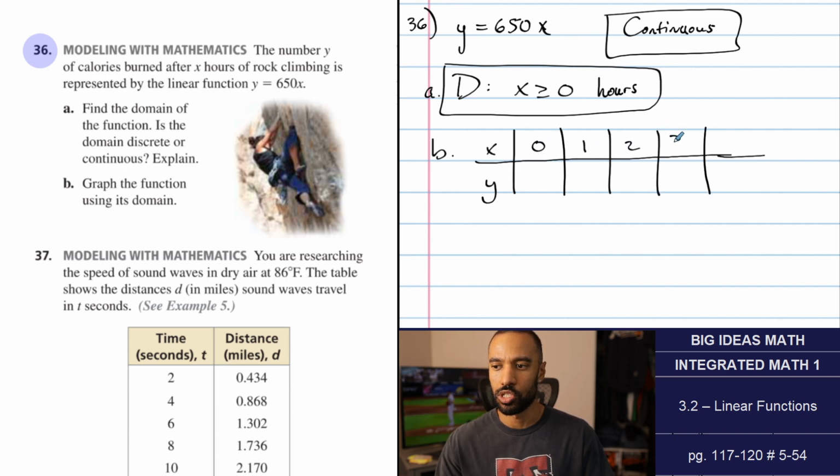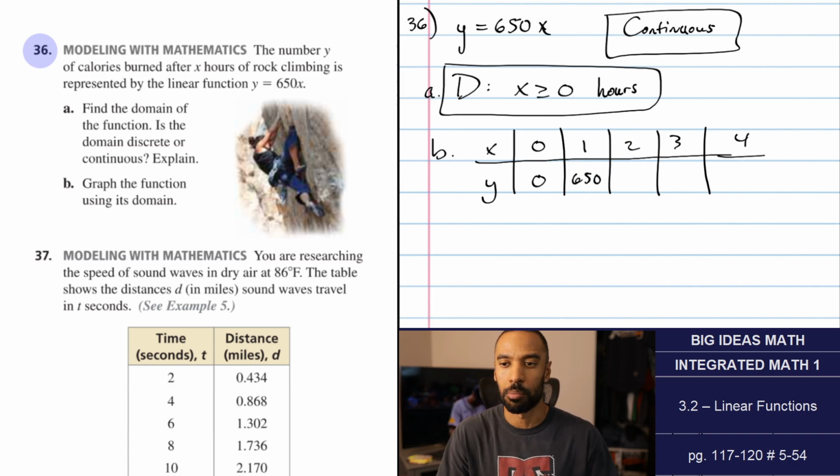So if I do 0, 1, 2, 3, and 4, I guess that's a lot of hours to rock climb. I haven't actually done it. You climb for 0 hours, you burn 0 calories. You climb for 1 hour, 650 times 1 is 650. And we go up by amounts of 650.